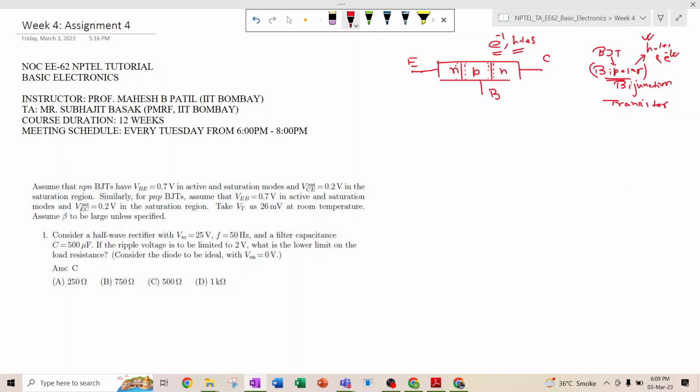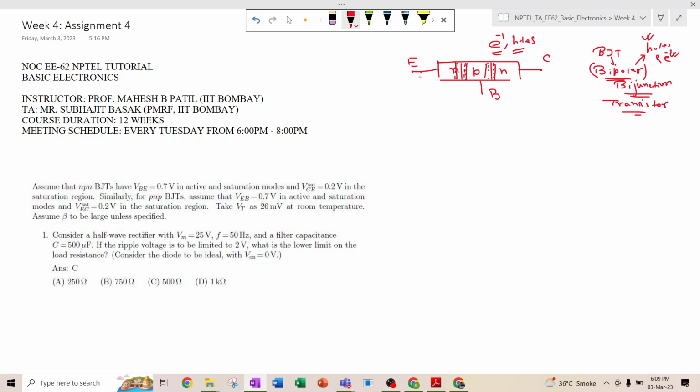And again, junction, that means both the junctions are there. One is the emitter base junction. This junction is known as the emitter base junction, and this junction is known as the base collector junction. So both the junctions are present. So that's where the name junction comes from. So this is bipolar junction transistor.